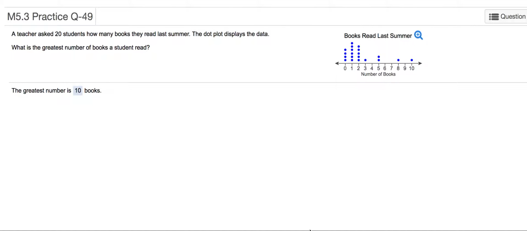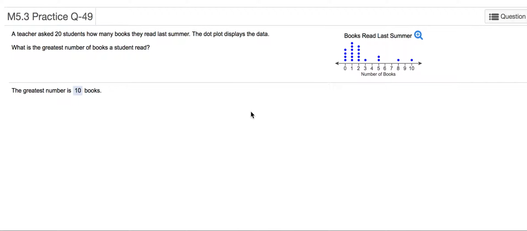This question is a little bit tricky, I think. At least I think it's written in a very tricky manner. So the teacher asked 20 students how many books they read last summer. The dot plot displays the data. What's the greatest number of books a student read?